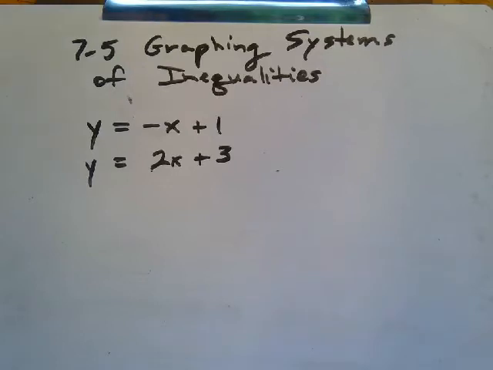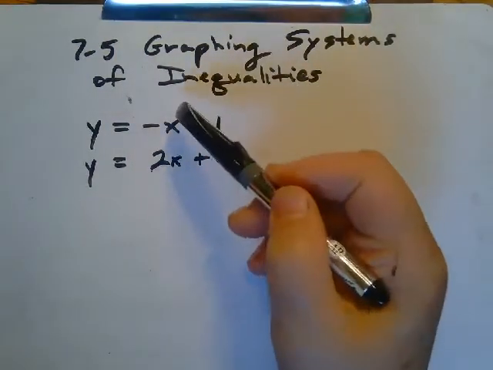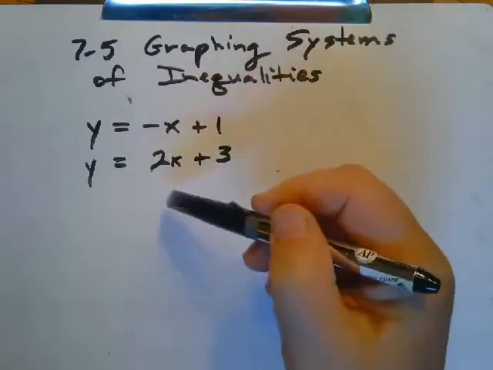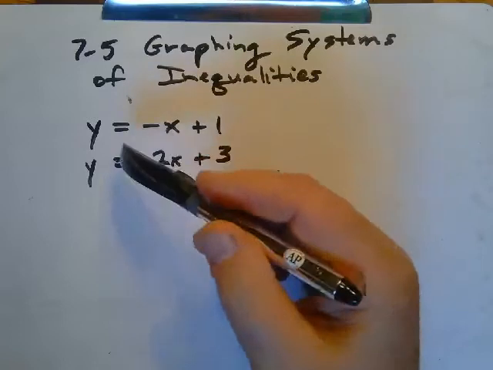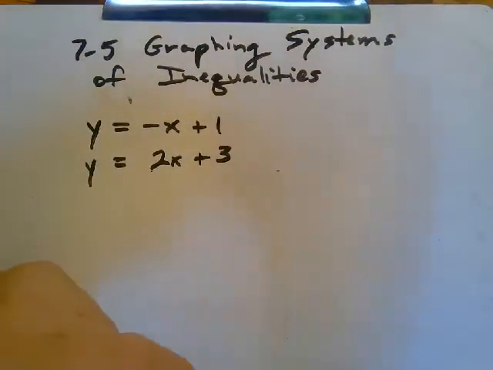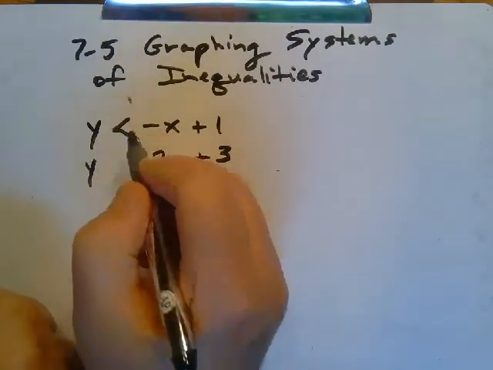Hey everybody, this is the last section of review on chapter 7. This is section 7.5 entitled Graphing Systems of Inequalities. Look at the word here: inequalities means things that are not equal. In the earlier parts of the chapter there were equal signs here, but we're going to change those, and you're going to get problems that have inequality signs like this.